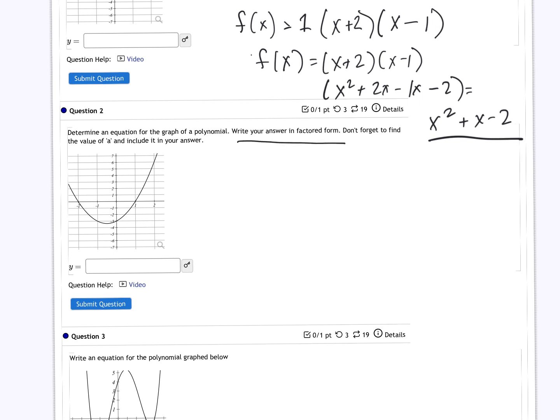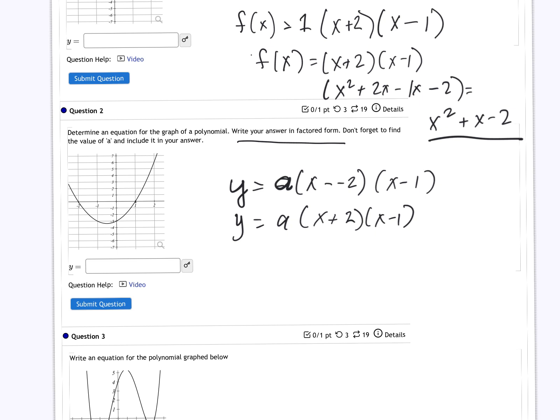This one says to write your answer in factored form. Don't forget to include an a in your answer. So this is not assuming a is 1. Here we have the same one: x minus negative 2, x minus 1, and there is an a here. We don't know what it is yet. So in factored form, we have this.